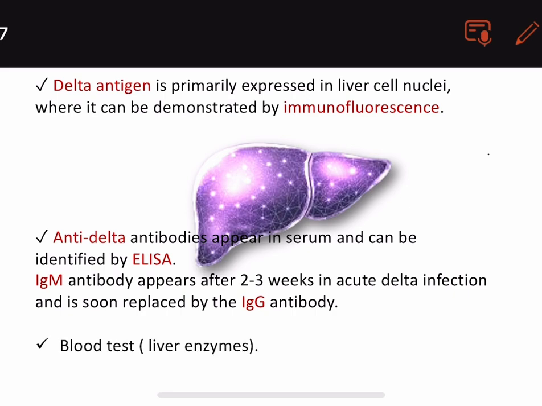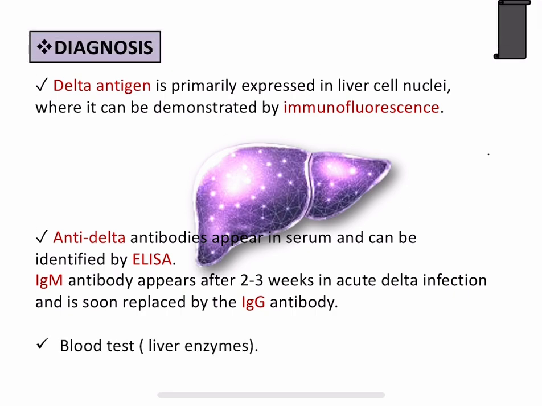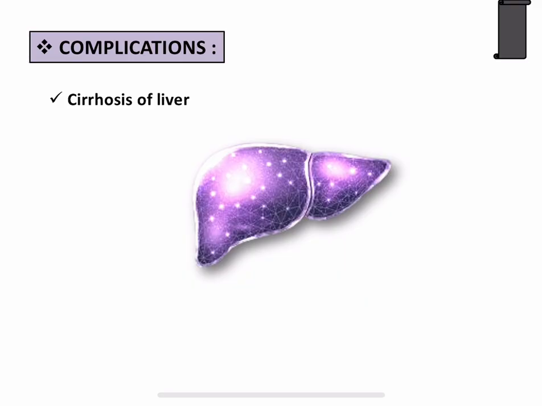The blood test will show elevated liver enzymes. There is an increased SGOT, SGPT levels. Moving further to the complications, we have discussed earlier that it can result in chronic infection causing cirrhosis of the liver. So whenever there is inflammation, there is fibrosis, the scarring of the liver, resulting in cirrhosis.